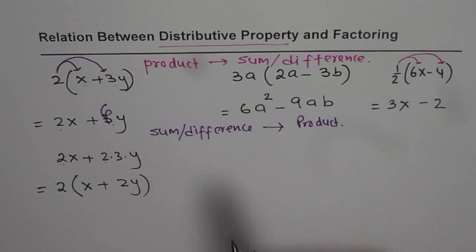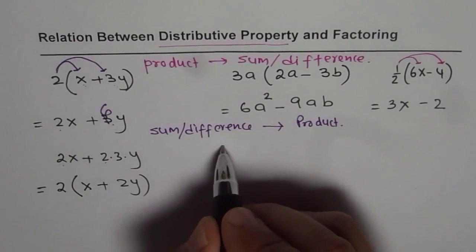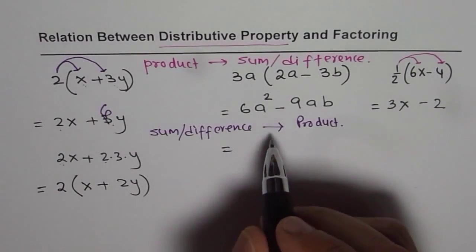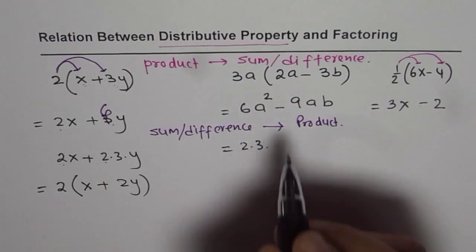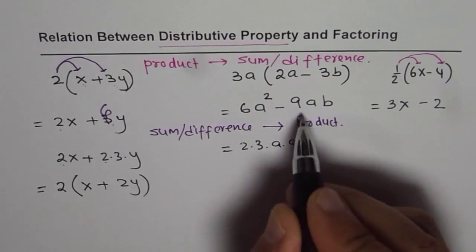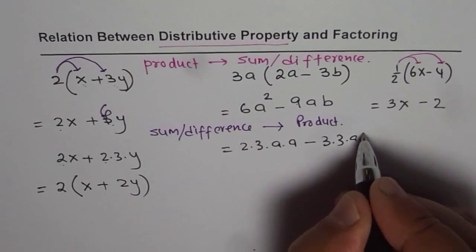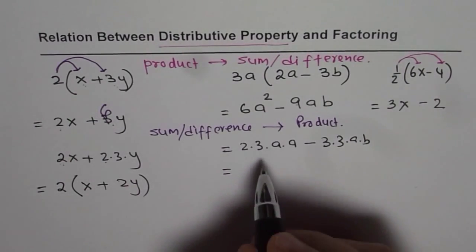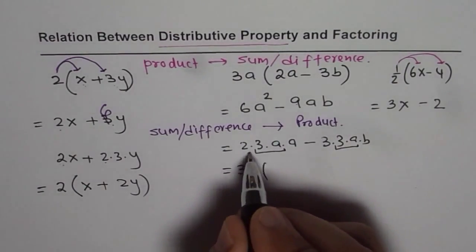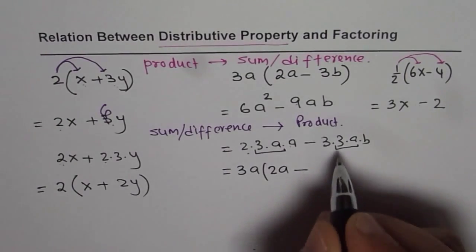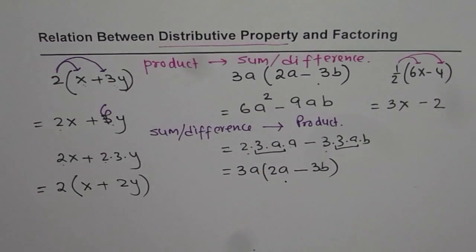Let's check this property again. 6a square minus 9ab. Now in this case, 6a square basically, and here we have 9ab. I can write 6 as 2 times 3 and a square as a times a. And I'll have 9, which is 3 times 3, and then I have a times b. As you can see, 3a is a common factor. So we can factor 3a. We get 2 times a in the first term minus 3b in the second. Now that is the original expression, correct?